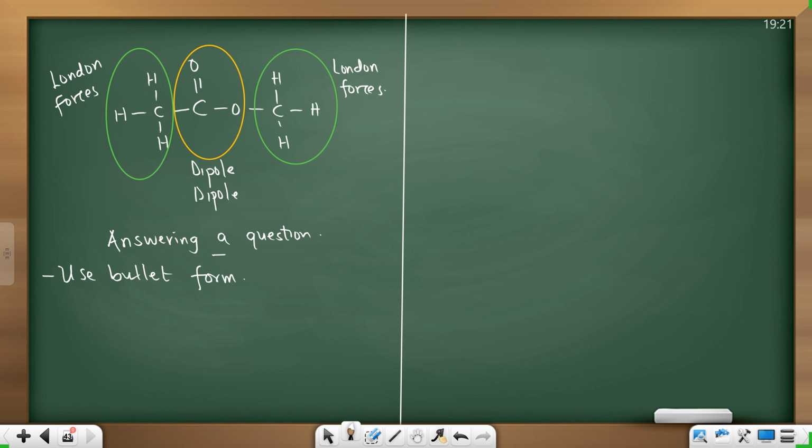And the acronym I'm going to give you is called ICE. I created this acronym some few years ago and it's gone round. ICE. Number one, identify the type of intermolecular force.